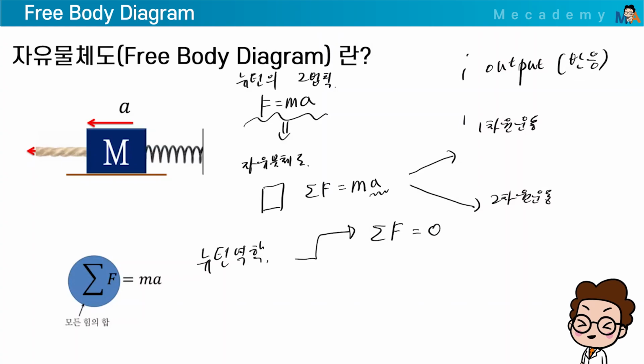When forces balance, an object is still. This is called force equilibrium. This is statics, where sigma F equals 0. The problem is an object in equilibrium can still stretch.